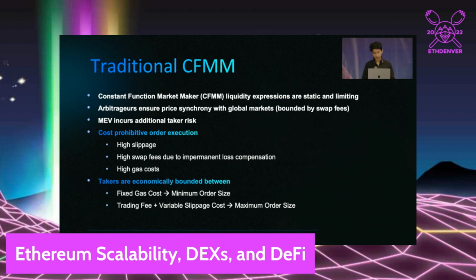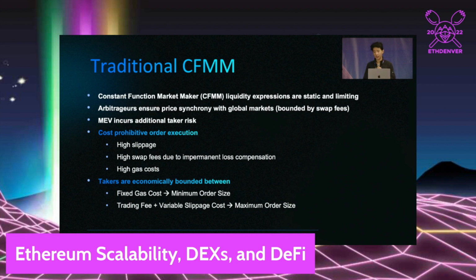But obviously there are downsides that come with it, which is that CFMM liquidity expressions are generally static and limiting. As a continuous representation of liquidity amongst all price levels, CFMM doesn't have that discrete and dynamic representation of liquidity. And generally, CFMM requires arbitrageurs to ensure price synchrony for the global markets that are trading outside of this AMM pool.